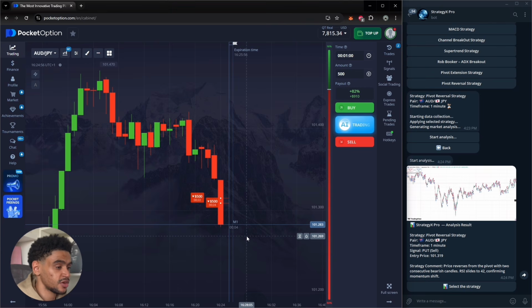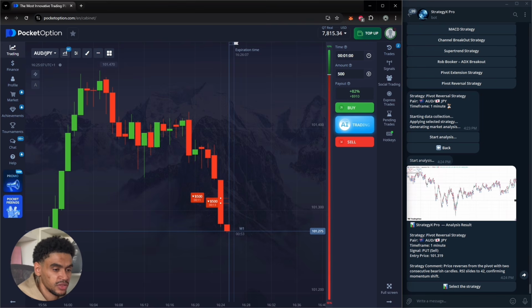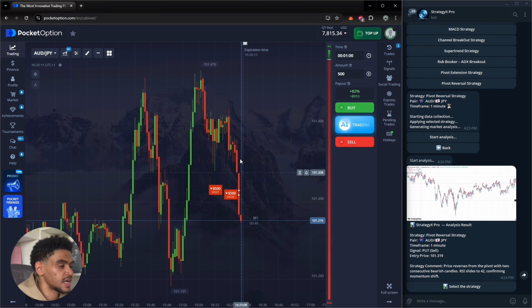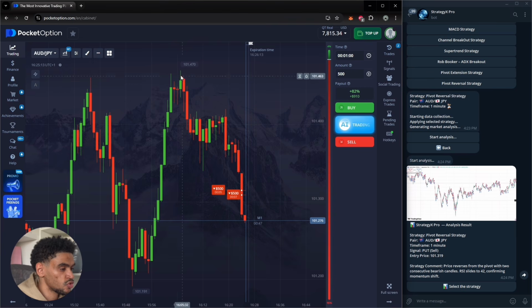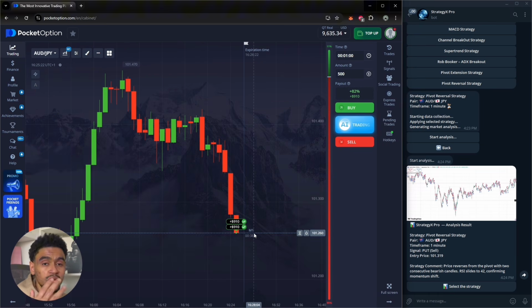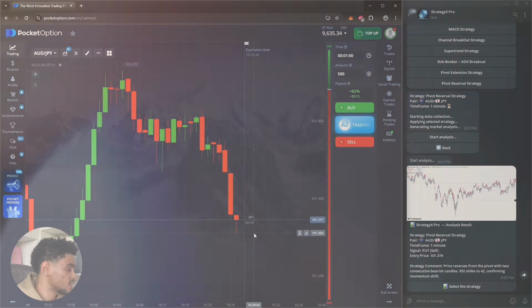I think we're good. I think we're safe, and there it is. This is another great performance from the trading robot. Price reverses from the pivot with 2 consecutive bearish candles. We got 2 consecutive strong bearish candles. RSI slides to 42, confirming momentum shift, and this is exactly what it was. You can see we had strong bullish momentum. We hit the market structure, and momentum shift happens here, and it leads us to $820 of profit and $3,000 of profit for the trading session.